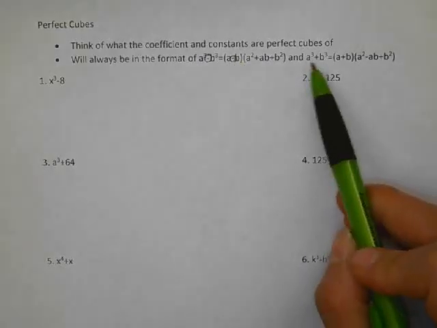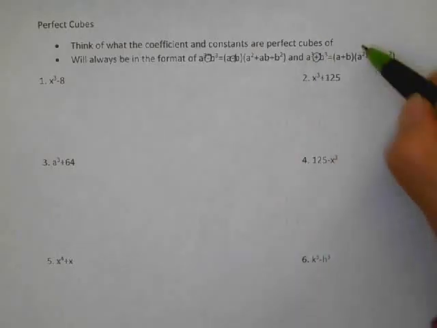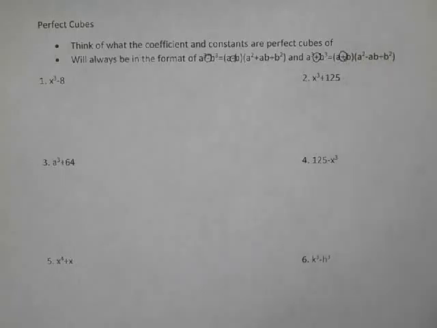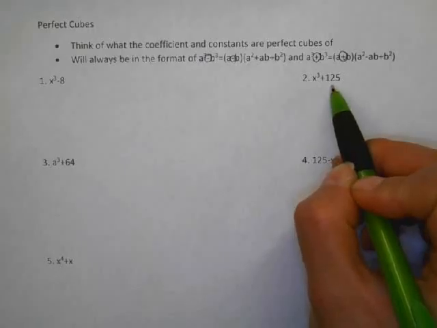The other form you could have is a cubed plus b cubed, and that's going to be factored as a plus b times a squared minus ab plus b squared. So in number 2 here, we have x cubed plus 125.